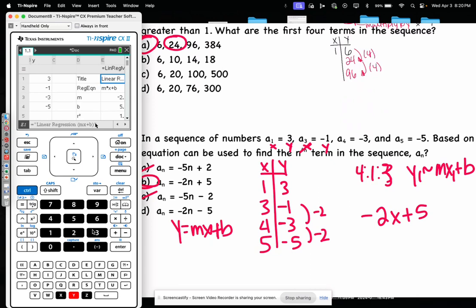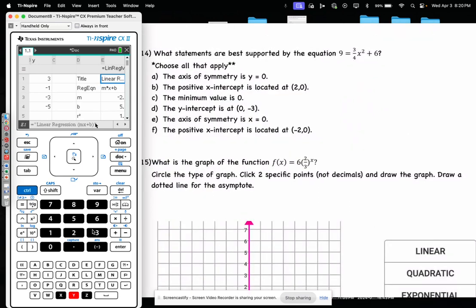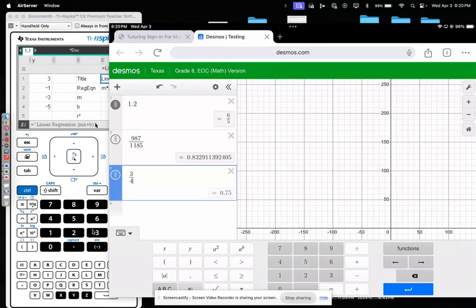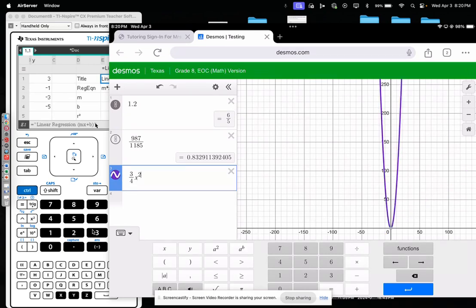So pay attention if it's linear, quadratic, or exponential. Last page. Which statement is true for all of these? So we can see this happens to be a quadratic. We need to change and move everything over to one side. 3/4 x squared minus 3. I am going to use Desmos for this one. It's just a little bit easier to see. So I'm going to come over here. 3/4 x squared minus 3.